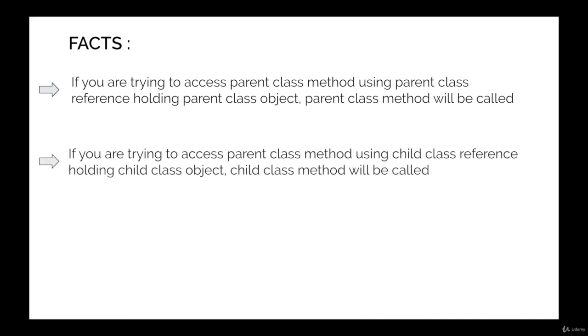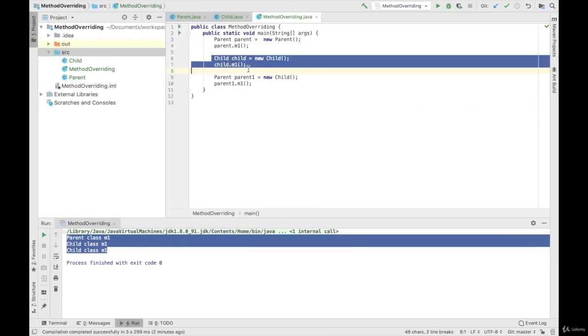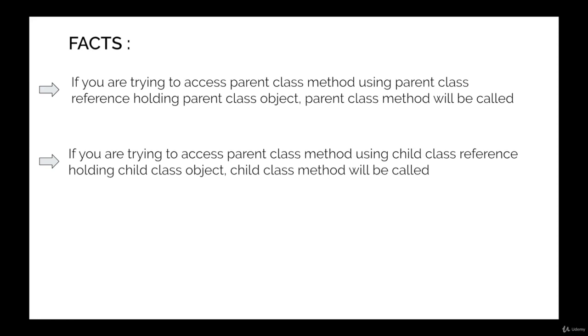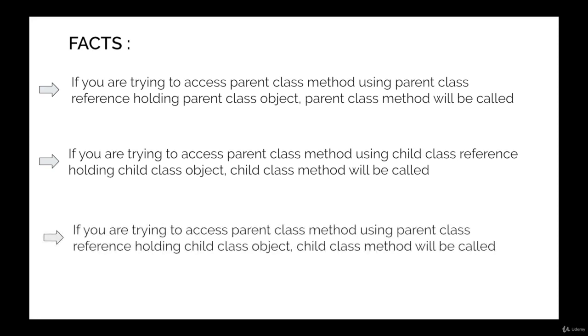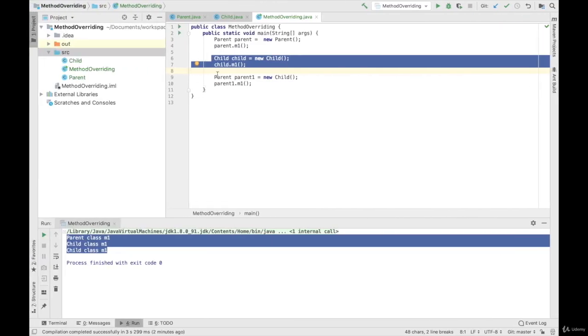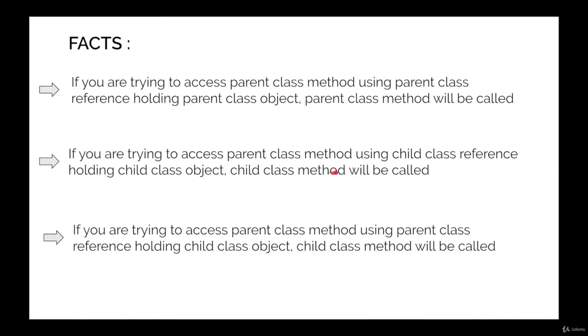The next fact says if you're trying to access a parent class method using a child reference holding a child class object, the child class method will be called, and that is what we saw over here. Now the third fact: if you are trying to access a parent class method using a parent class reference holding a child class object, in that case the child class method will be called, and that is what we saw over here. These are the three important conclusions from method overriding in Java.